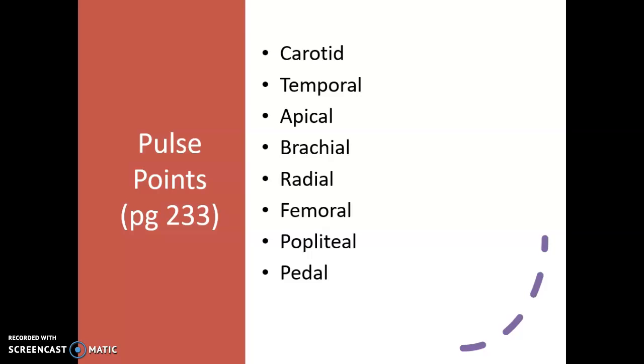Brachial is in the bend of your arm. Radial is along your thumb. Femoral is in your groin area. Popliteal is behind the knee. And a pedal pulse, or dorsalis pedis, is on the top of your foot.